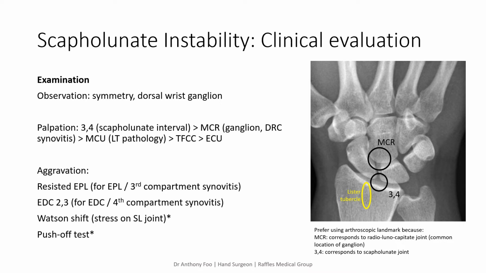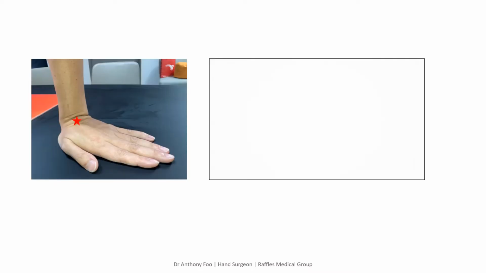So the next test to do would be the Watson shift, which I will demonstrate in a video after this, and also a push-off test, which is shown in the next slide. The push-off test is a test whereby the patient is instructed to push themselves off a chair or a table while noting for any pain around the area indicated by a star on this diagram. So that is the Lister's tubercle and scapholunate interval, and pain in this region usually indicates synovitis above the joint. The Watson shift test is very well outlined in the video that will play shortly.